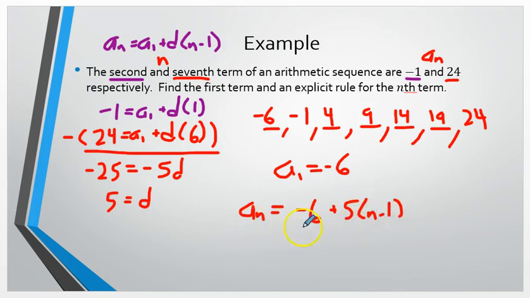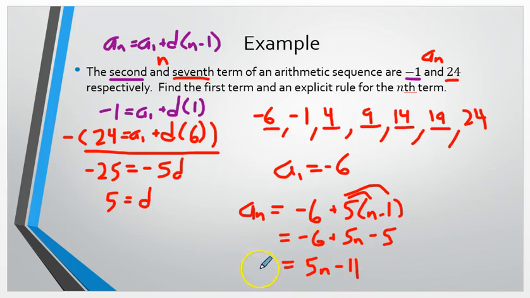Now that's an acceptable way to leave your answer. If it's multiple choice, make sure you recognize that that's one acceptable way of writing the formula. Some books will make you go through the process of distributing 5 times n and 5 times negative 1, in which case I would instead write 5n minus 5, because here I have two like terms. I can combine the negative 6 and the negative 5 to write this as 5n minus 11 instead.